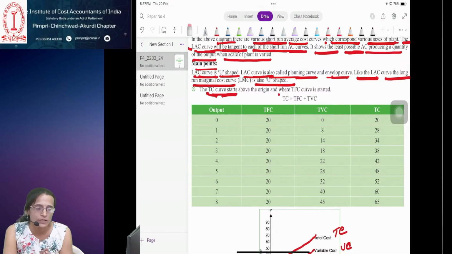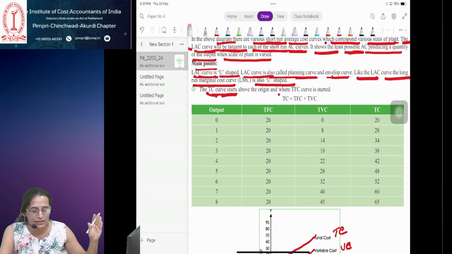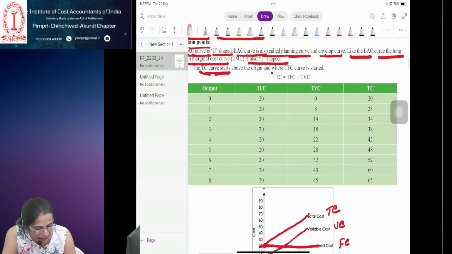Because fixed cost is remaining constant. If the variable cost is increasing, the total cost is increasing. Fixed cost is constant, right? If variable cost increases, then only the total cost is increasing. So the total cost, the driving factor is total variable cost. Clear, Shaila?